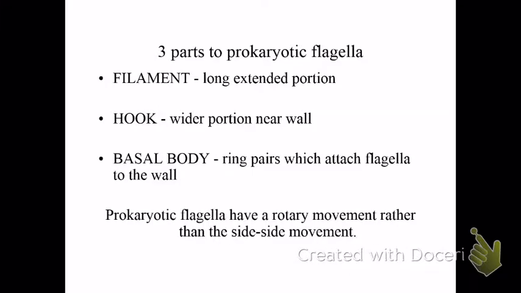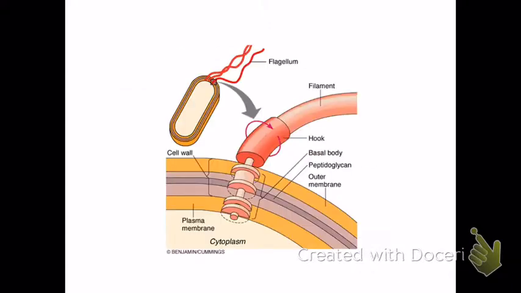And the flagella spins like the propeller on a boat. It doesn't go back and forth like a fishtail. It spins so that it can move the bacteria forward. So look at this picture. You can see the filament. That's the long extended portion. You can see the hook right next to the cell wall. And then you can see those ring pairs, which we call the basal body.